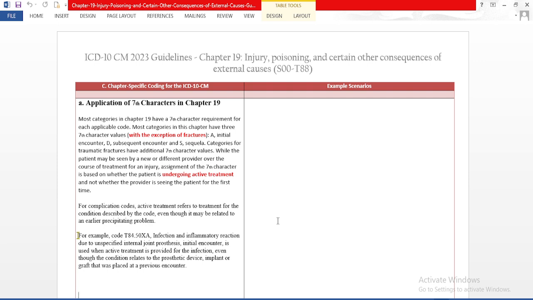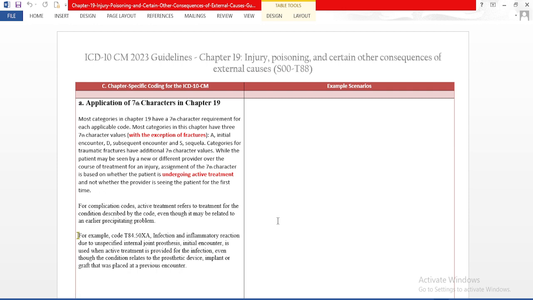Basically, most of the categories in chapter 19 have seventh character values for three character values, which are initial, subsequent, and sequela. If you take fractures, we have more than three seventh character values, which we are going to learn further. While the patient may be seen by a new or different provider over the course of treatment for an injury, assignment of the seventh character is based on whether the patient is undergoing active treatment and not whether the provider is seeing the patient for the first time.